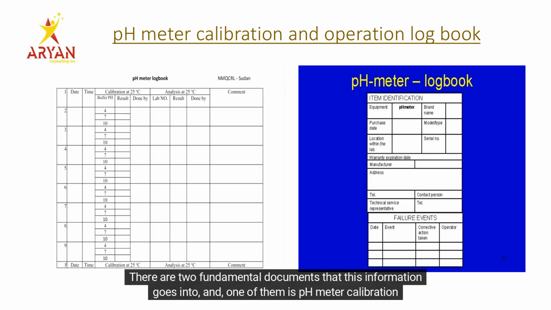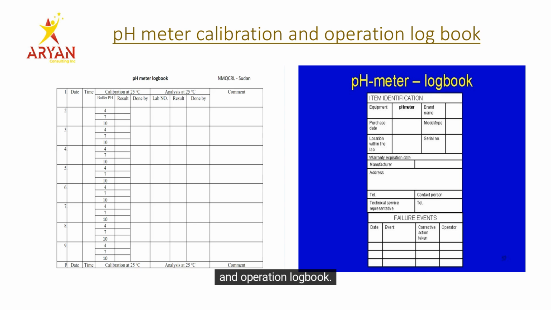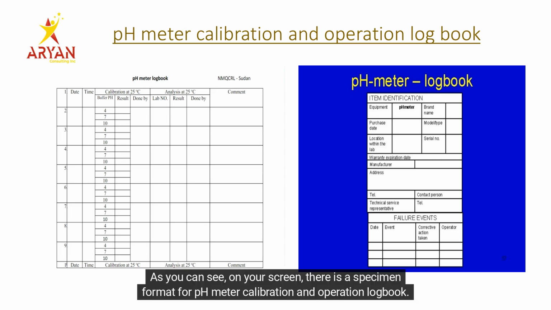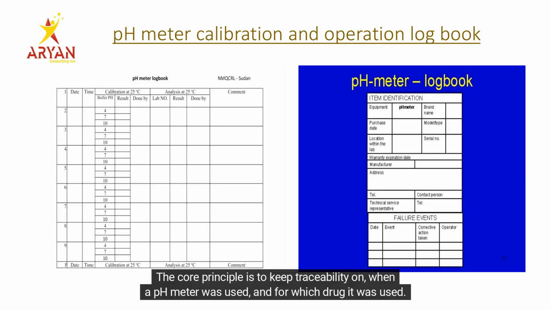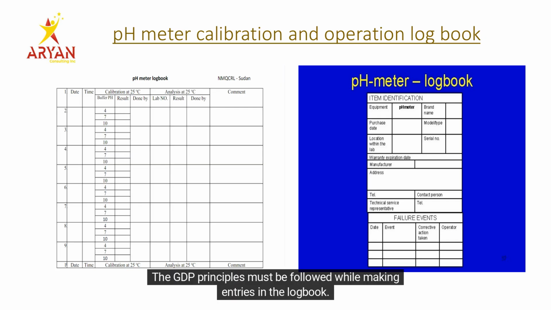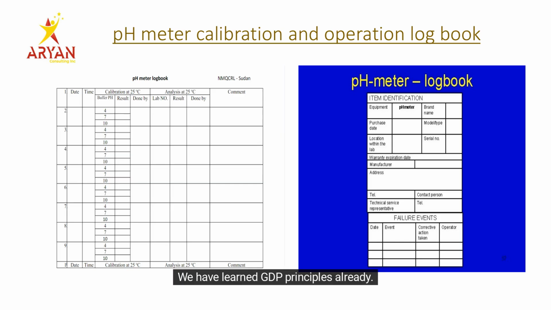There are two fundamental documents that this information goes into, and one of them is the pH meter calibration and operation logbook. As you can see on your screen, there is a specimen format for the pH meter calibration and operation logbook. The core principle is to keep traceability on when a pH meter was used and for which drug it was used. The GDP principles must be followed while making entries in the logbook. Remember, if it is not recorded, it never happened. We have learned GDP principles already.